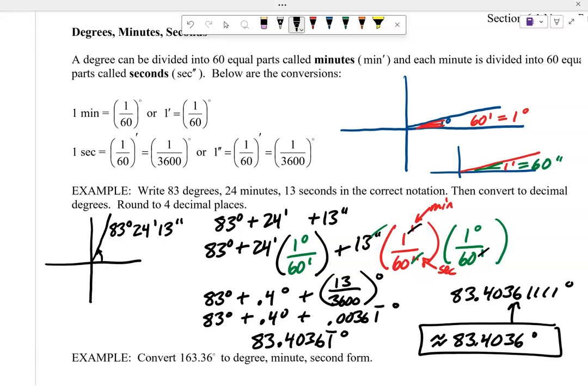Yes, good, Brianna, on that 0.0361. Any questions on that one? So that's how you take it from degrees, minutes, and seconds to convert it. Okay, and now we're going to go the other way around. I'll just have you take it to a certain decimal position, Brianna. Good question.